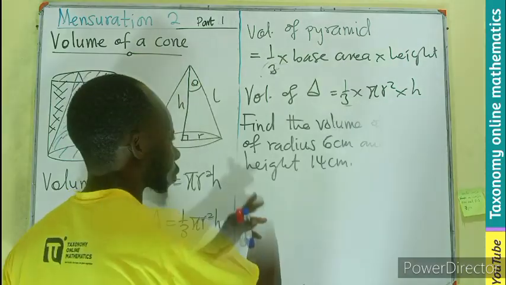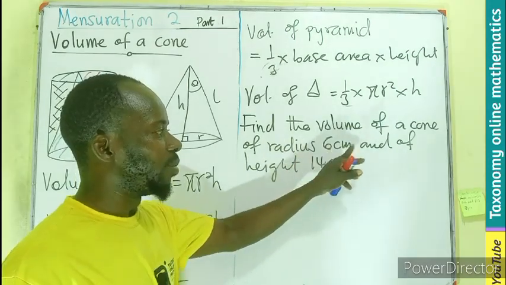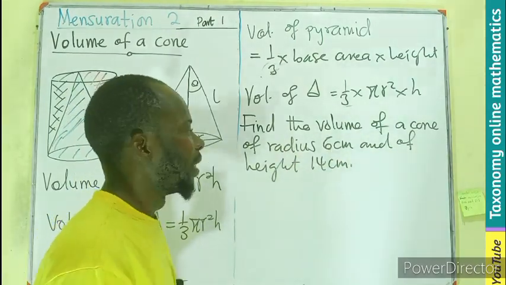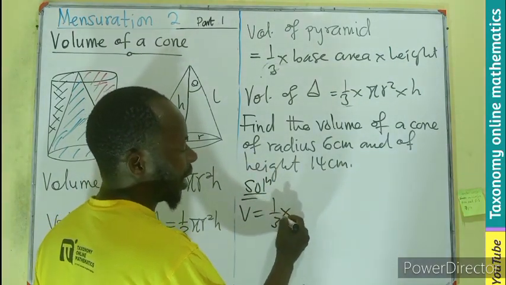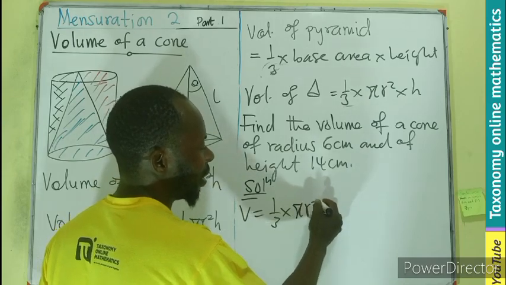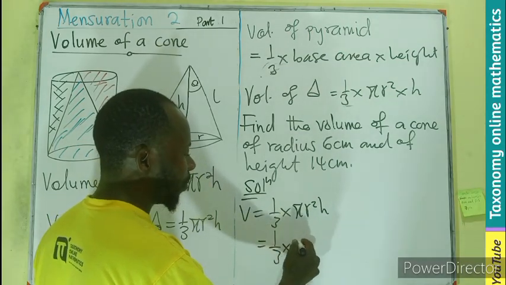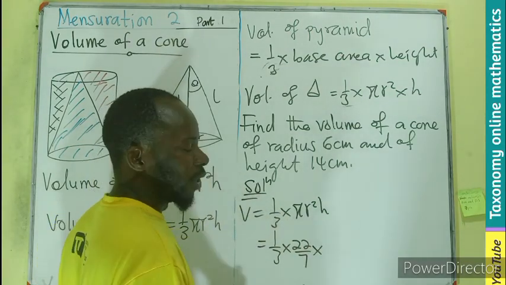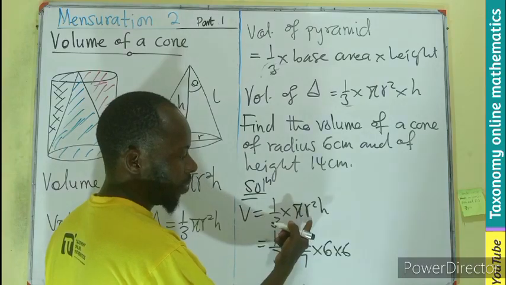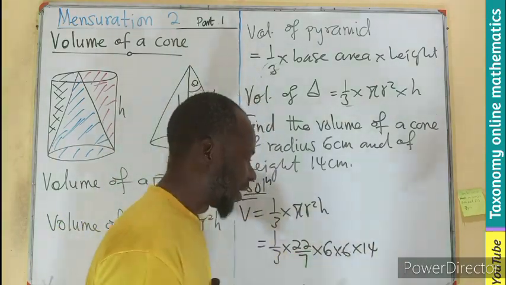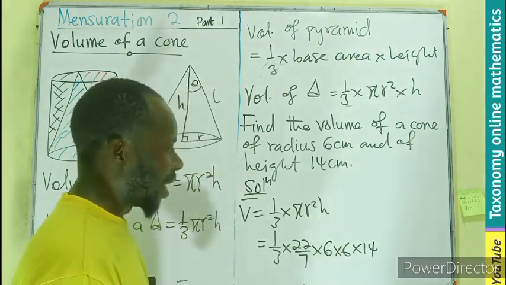So let's see an example. If we are asked to find the volume of a cone of radius 6 centimeters and of height 14 centimeters. So this is just going to be, per recall, the volume equals 1/3 times the base area, which is pi r squared, times the height. So per substitution, you'll have 1/3 times 22/7 times the radius, which in the question is 6, times 6, as in r squared, then times 14. The 6 is centimeters, so centimeter cubed will be the final unit.